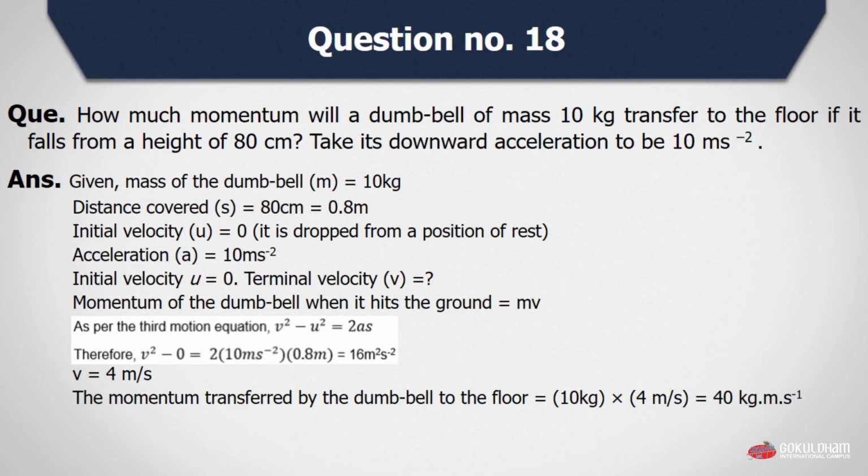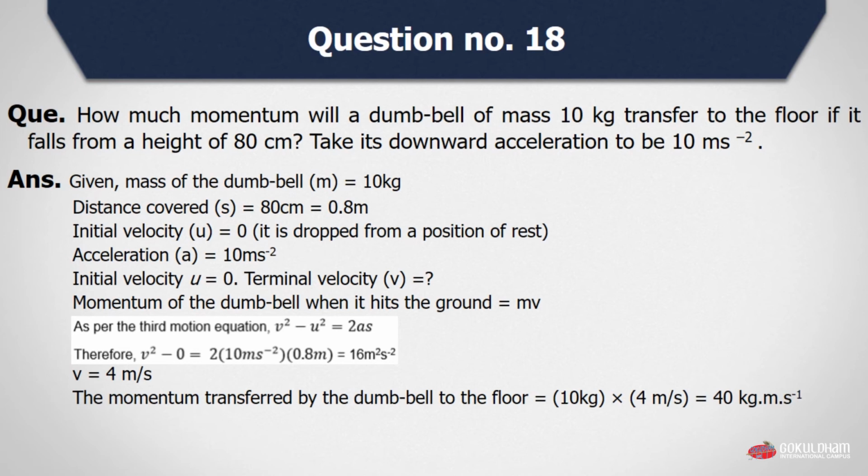We already have the mass, but we have to find the value of v, and we know that to find the momentum, the formula is momentum equals m into v. So we'll get the value of v by solving the equation of the third law of motion. So the momentum transferred will be equal to mass into the terminal velocity, which is 10 into 4, which equals 40 kilogram meter per second. So the momentum transferred by the dumbbell is 40 kilogram meter per second.